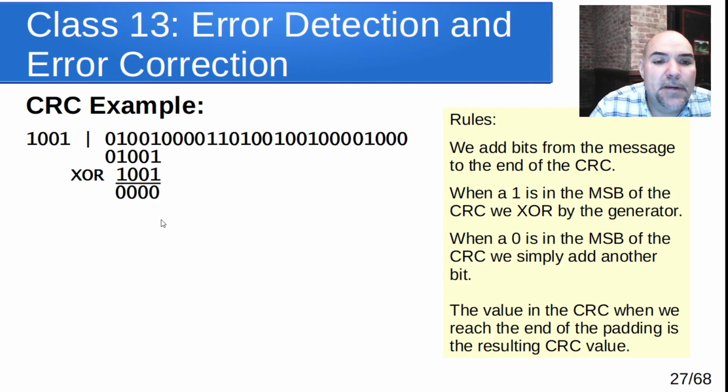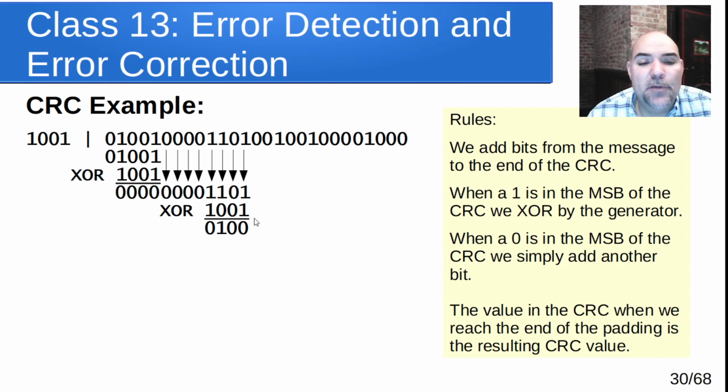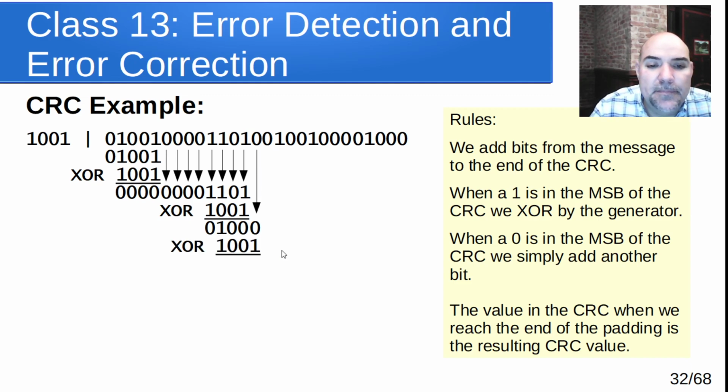And now we're going to start bringing down more zeros. We bring down the next one, and the next one, and the next one, and we still don't have a 1 in the most significant position. So the next one, and the next one. Now we have 1, 1, 0, 1. Now we have a 1 in the 4th position over, so we XOR by our generator again. In this case, we get 0, 1, 0, 0. We don't have anything in the most significant position, so we need to bring down another 0. Now we do, so XOR again. And that gives us a result of 0, 0, 0, 1.